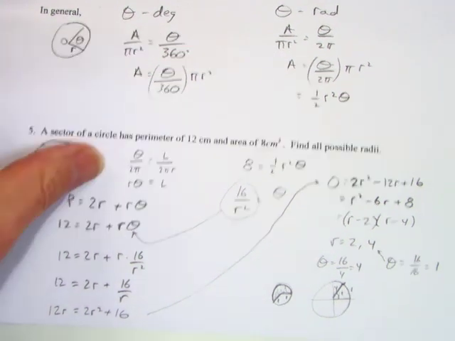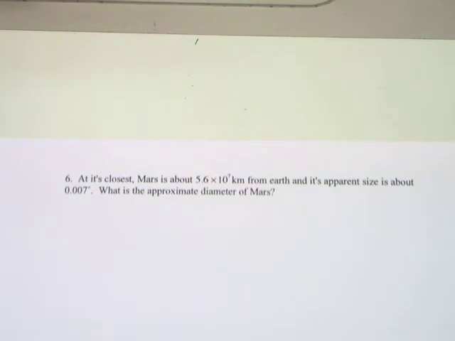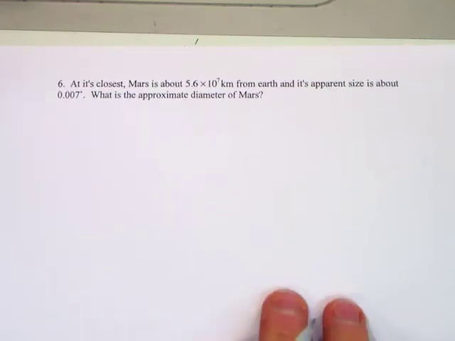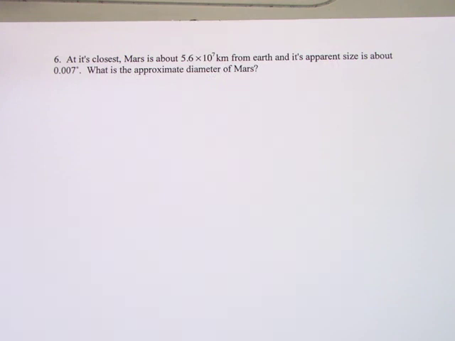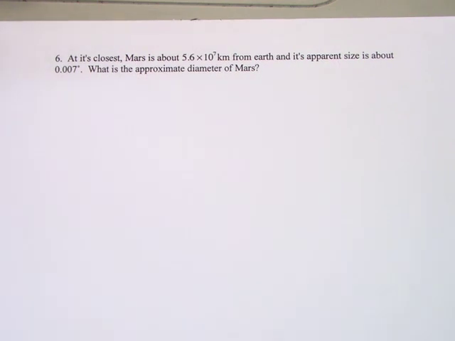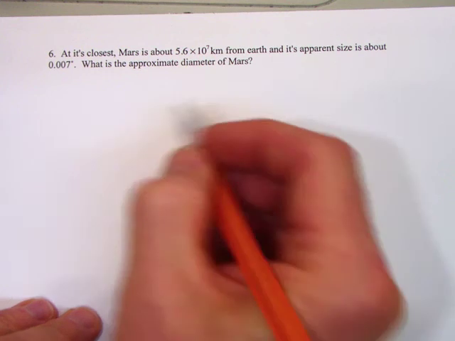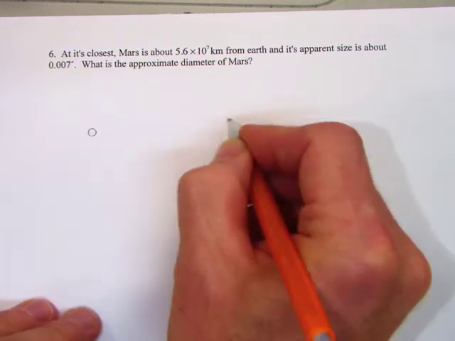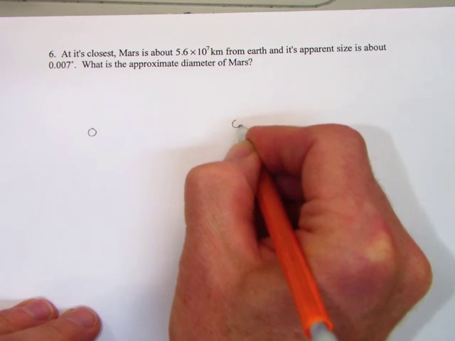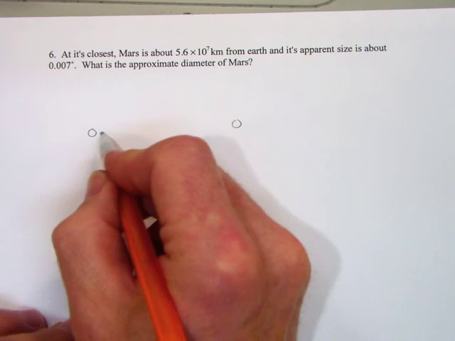All right, let's look at the last one. At its closest, Mars is about that far from Earth, and its apparent size is about 0.007 degrees. Now, let's take a look at this idea. What's the approximate diameter of Mars? We're dealing with Earth, and way over here we have Mars, okay? And I know my relative size is not right.